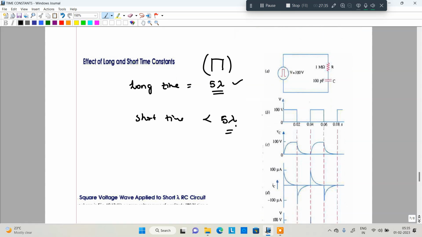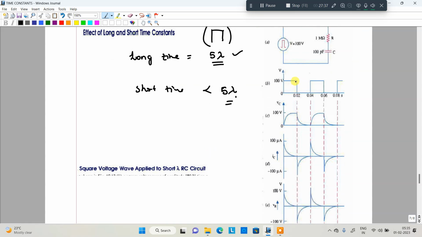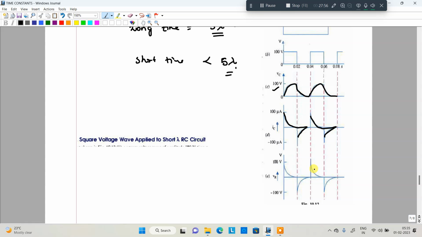Look here, in this particular case 100 volts is given up to a time of 0.02. It is like an oscillator, a sawtooth waveform. This is the voltage, and this is the current across the particular RC circuit. These are the waveforms. That means a square voltage waveform is applied for a short interval of time. Short pulses are connected, so the capacitor is not completely charged up to 5 time constants.